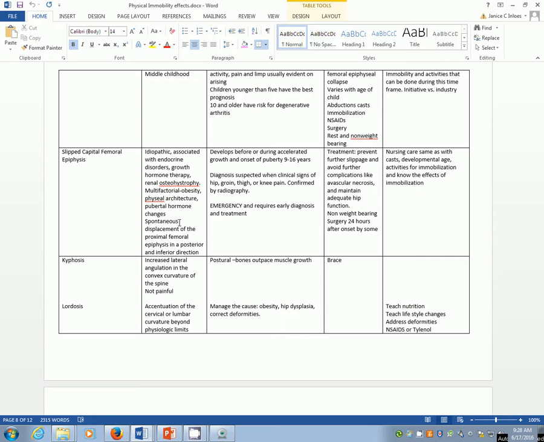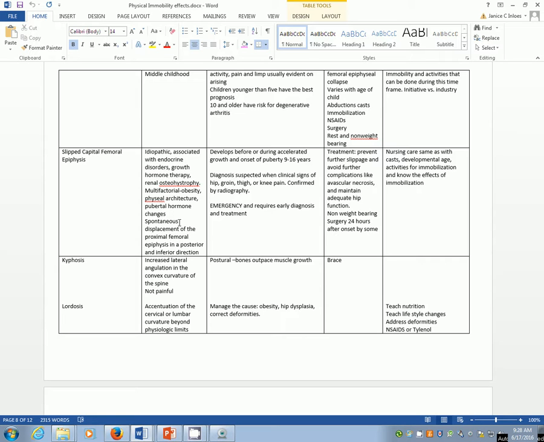It is an emergency and it requires early diagnosis and treatment, or we will see avascular necrosis, but the necrosis will not do like Legg-Calvé-Perthes disease. It does not regenerate itself, it just degenerates. We want to prevent slippage, and we don't want to develop avascular necrosis. We want to be sure that we're maintaining adequate hip function.